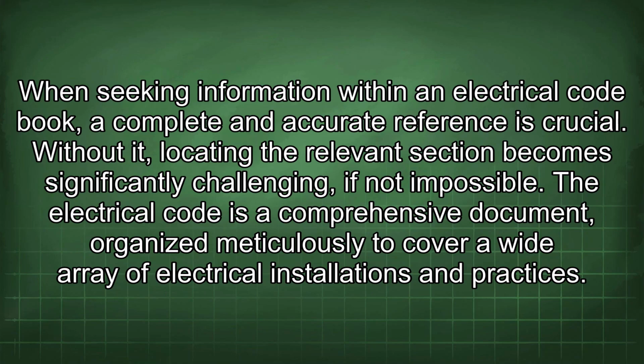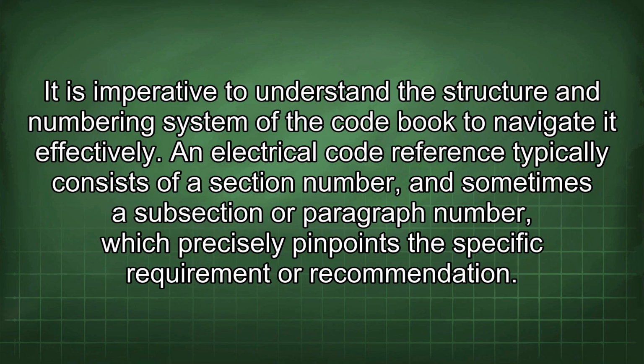When seeking information within an electrical code book, a complete and accurate reference is crucial. Without it, locating the relevant section becomes significantly challenging, if not impossible. The electrical code is a comprehensive document, organized meticulously to cover a wide array of electrical installations and practices. It is imperative to understand the structure and numbering system of the code book to navigate it effectively.